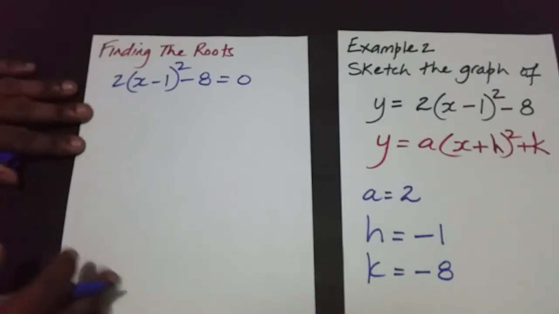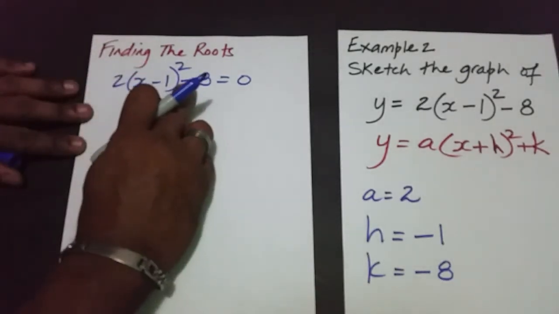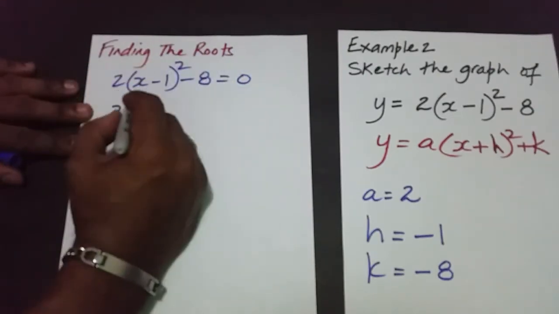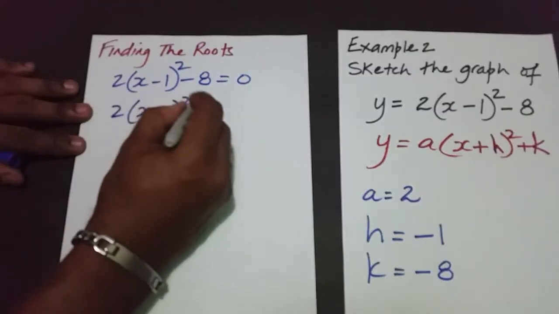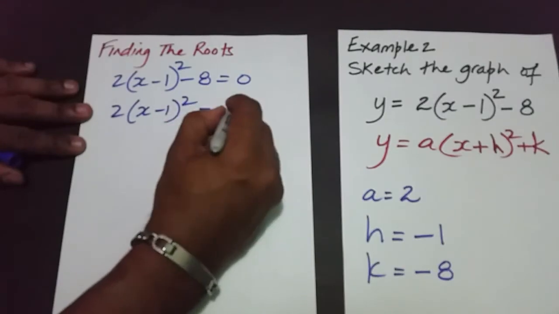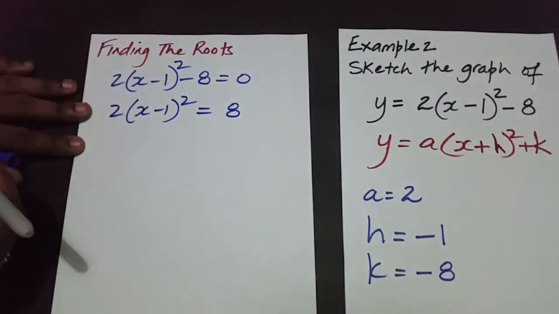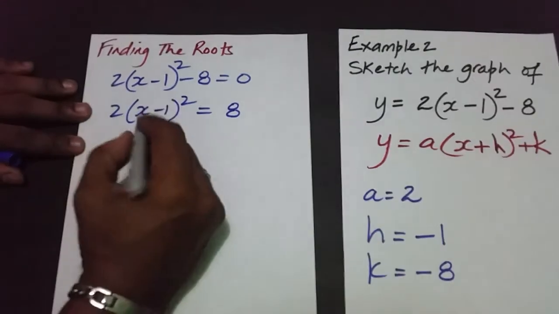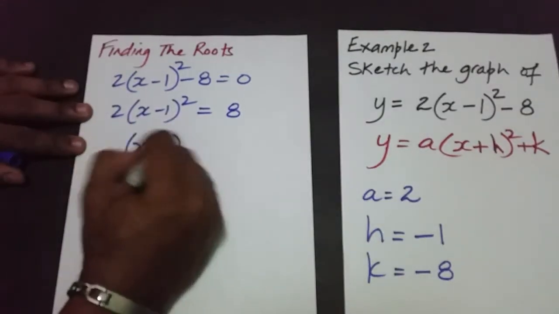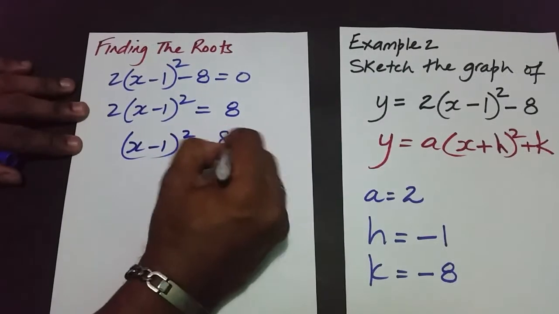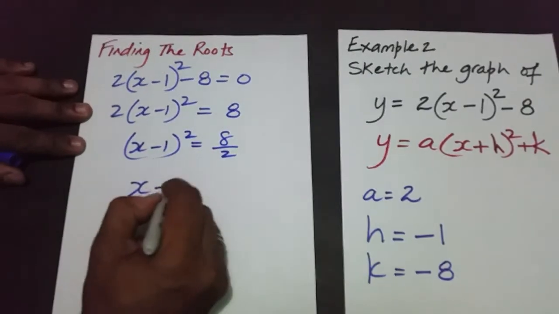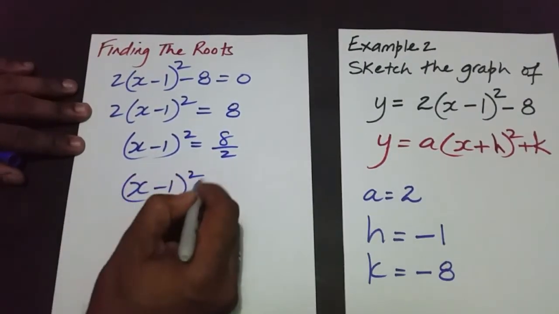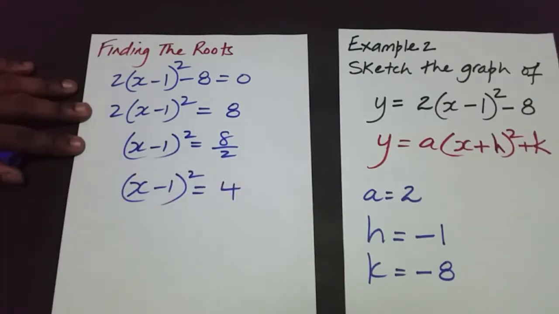So let's take a look at this now. The first thing we're going to do is carry over k, and what we would have is minus 8 go over, that would be positive 8. The next thing we're going to do is we're going to divide this side by whatever a is. So (x - 1)² equals 8 divided by 2, (x - 1)² is equal to 4.